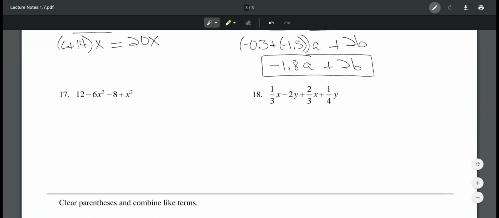In number 17, I have 2 sets of like terms. The first set of like terms, I have the constant 12 and I have the constant negative 8. So I'm going to add 12 and negative 8 and I get 4. The second group are the x squares. So I should be thinking negative 6 plus 1.